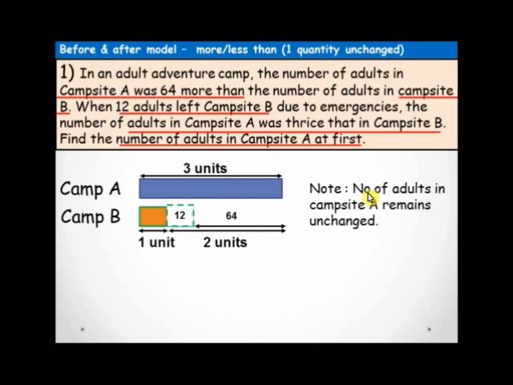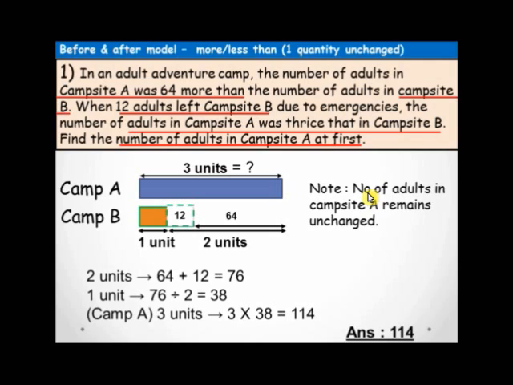Now we must find out the number of adults in campsite A at first, which means we know that 2 units is made up of 64 plus 12, that is 76. Now how do I get 2 units? 3 units minus 1 unit gives you 2 units. Now from the model diagram, you can clearly see that 64 and 12 makes up 2 units. Now 2 units will be 76.